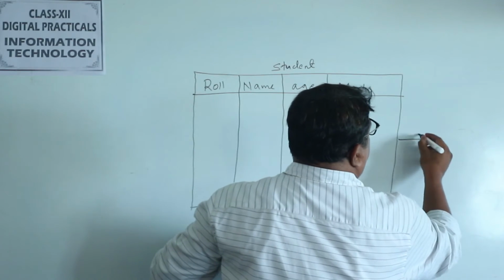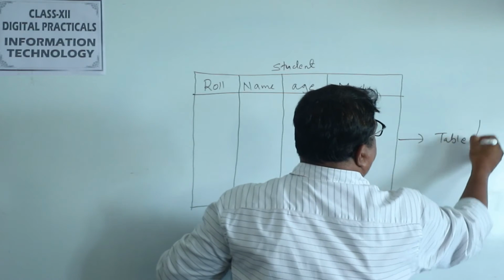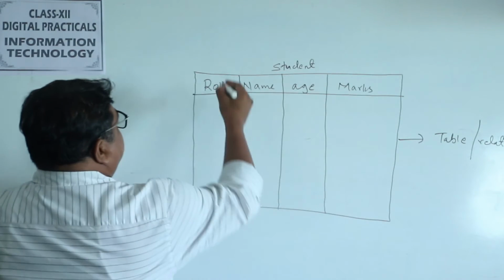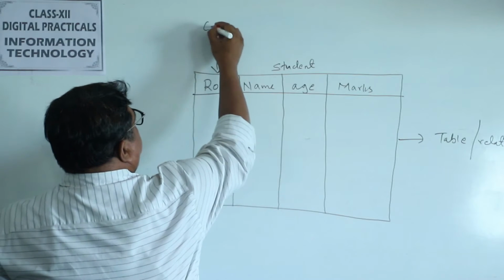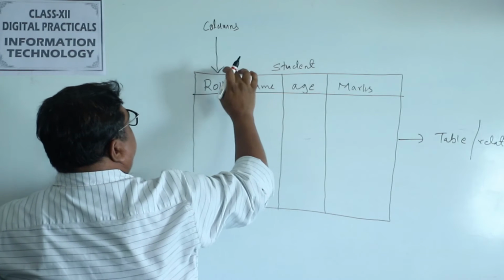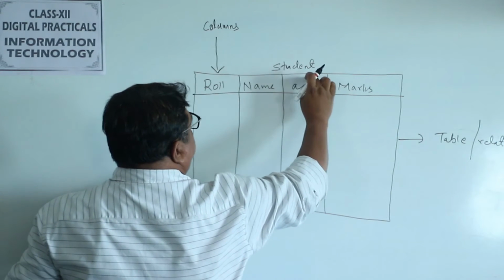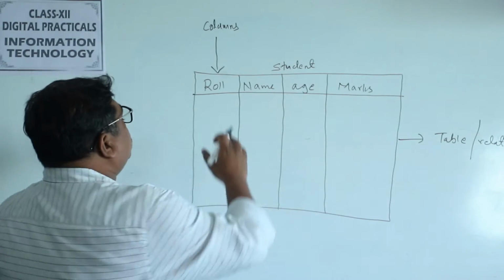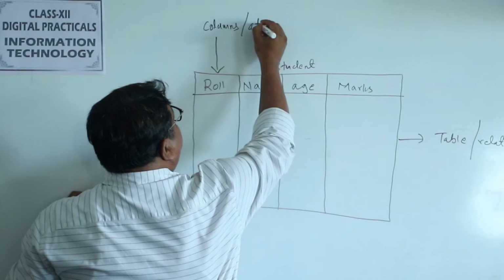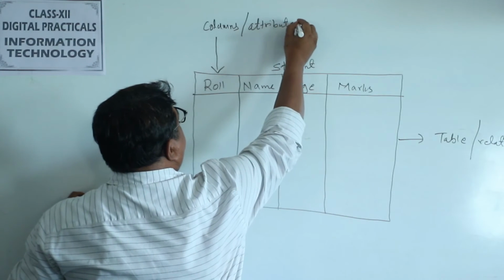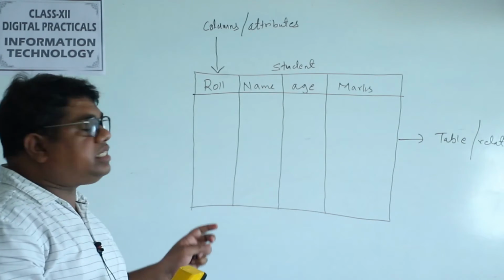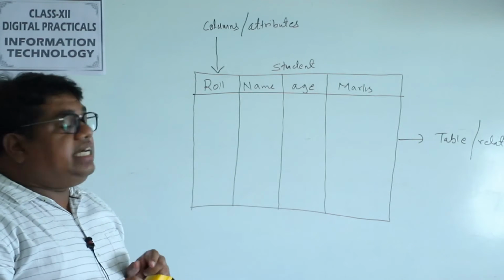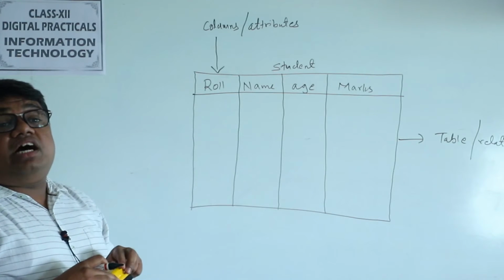It is also known as what? Relation. And these are the columns. This is column 1, this is column 2, this is column 3, this is column 4. Till now we are not having any rows. And these columns are also known as attributes. The other name of columns is attributes. That means we are having 4 attributes or 4 columns in the table. And we are not having till now a row.